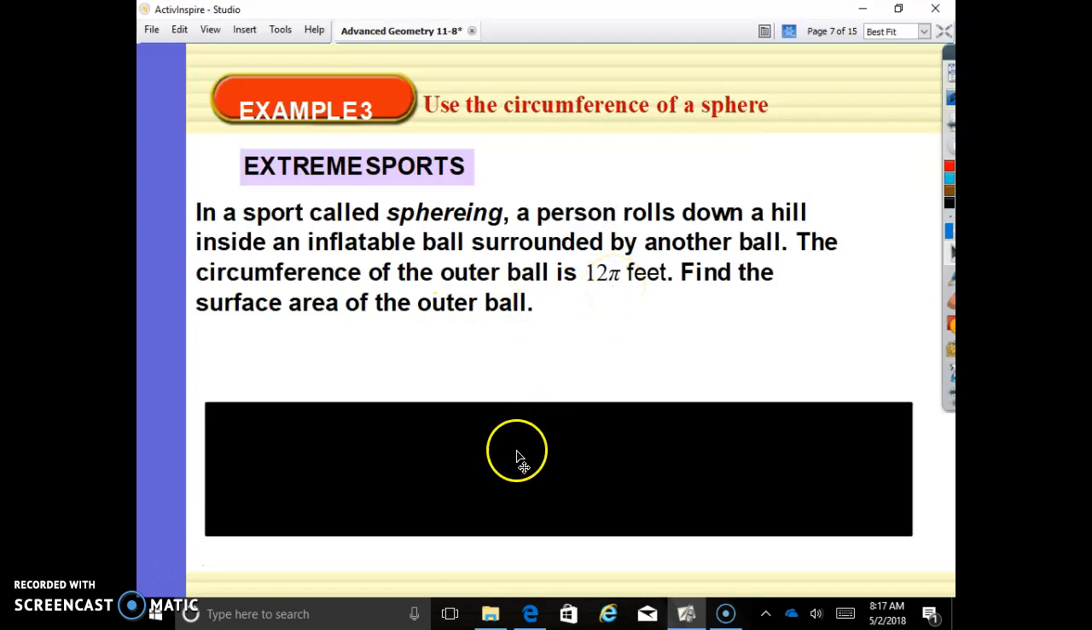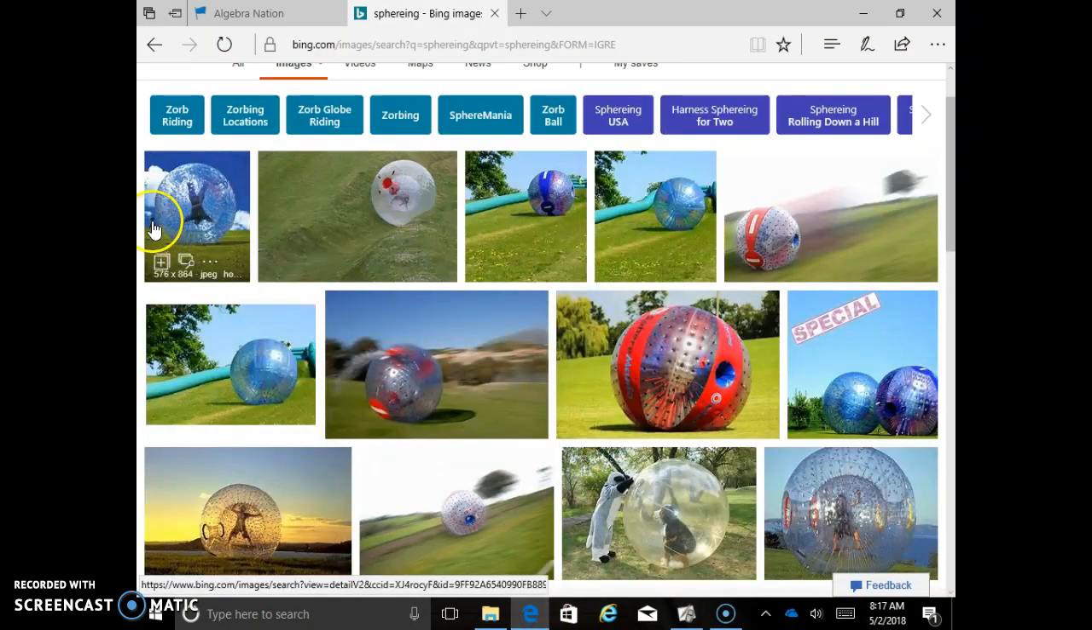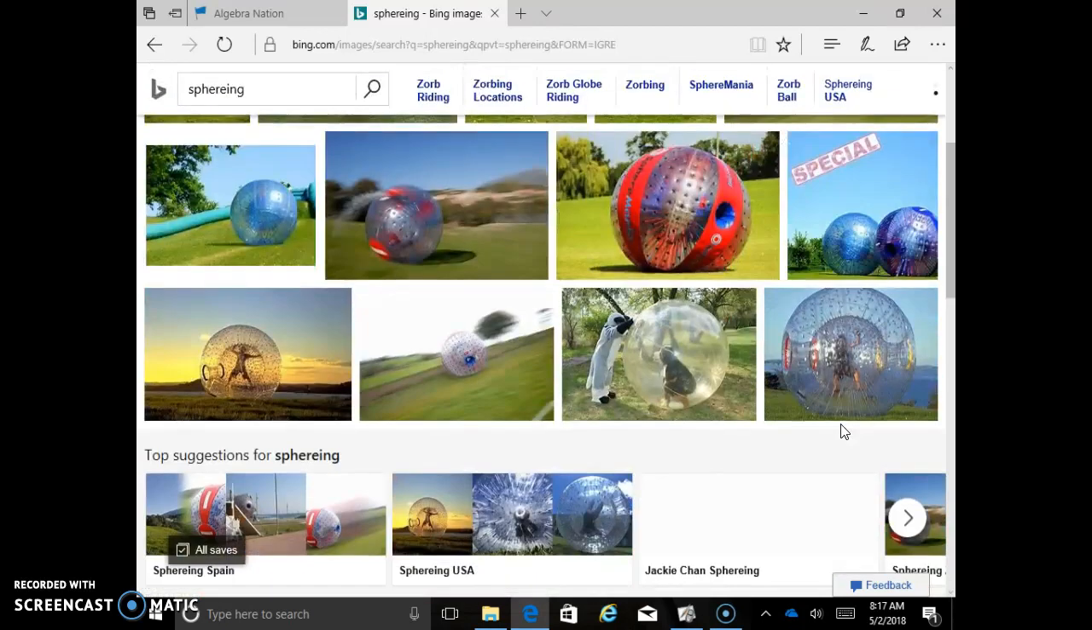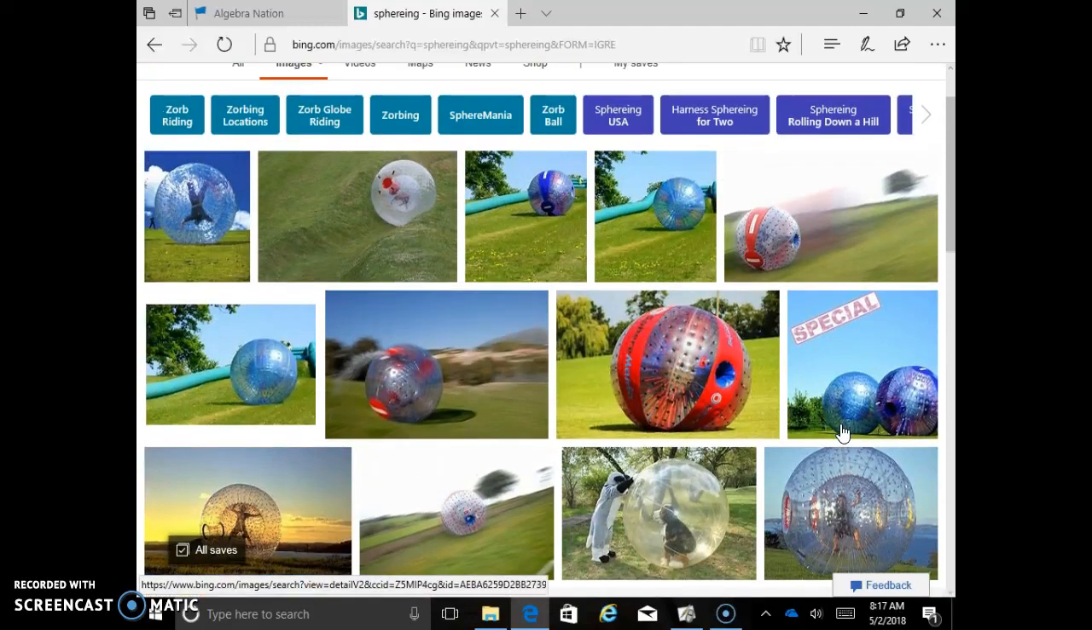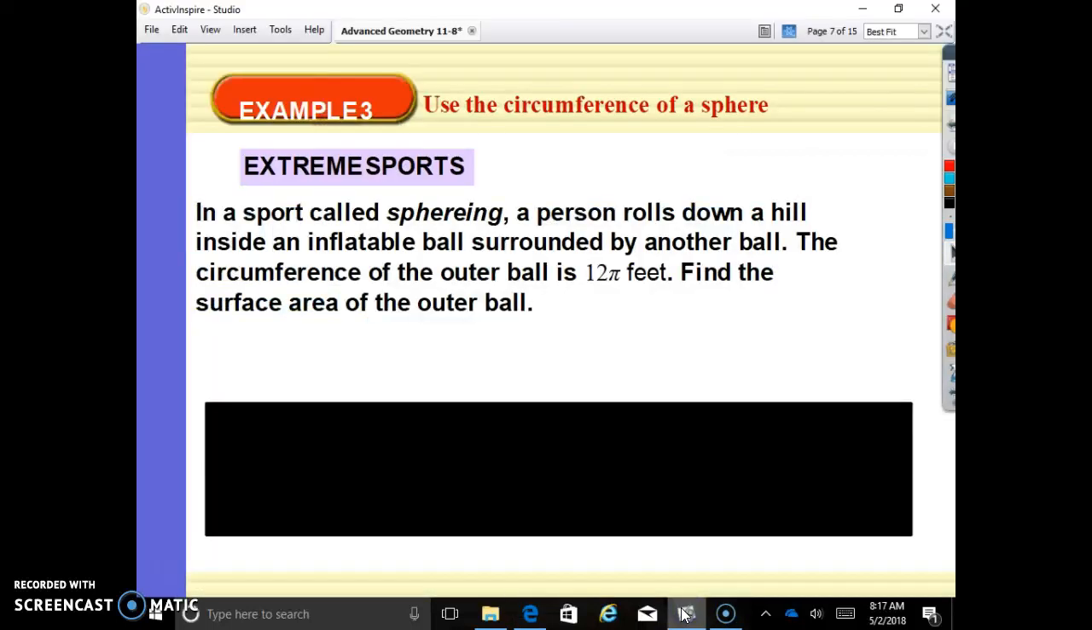But if you are really curious what this looks like, here we go. Spearing is when you get inside of a ball and you roll down a hill, and it looks super fun. Looks pretty awesome. I think you might get a little bit nauseous, right? But nonetheless, looks pretty cool. All right, so back to our problem.